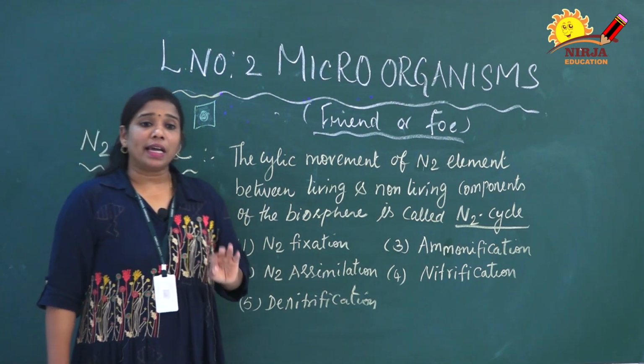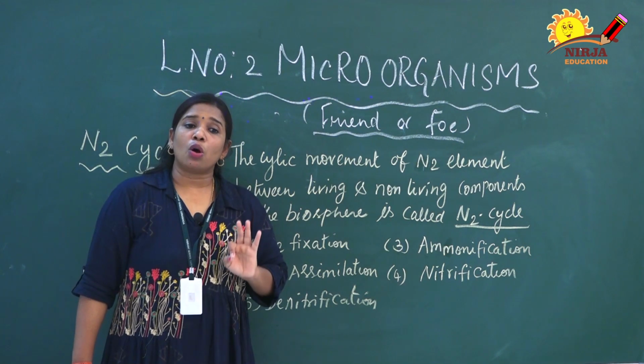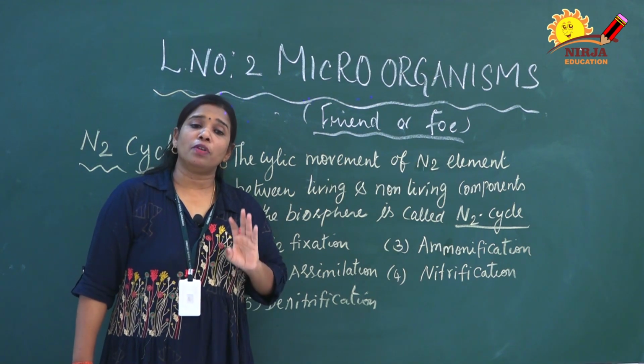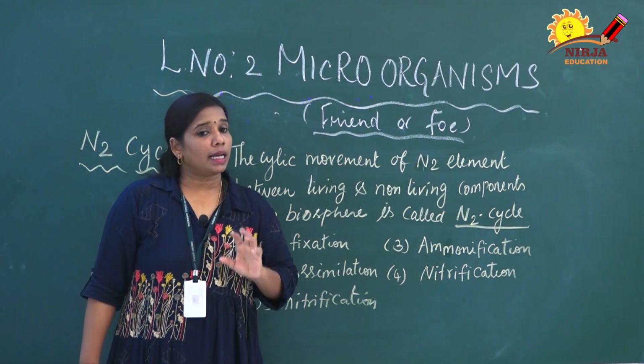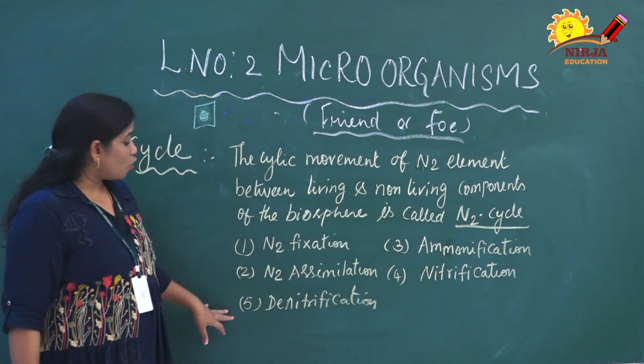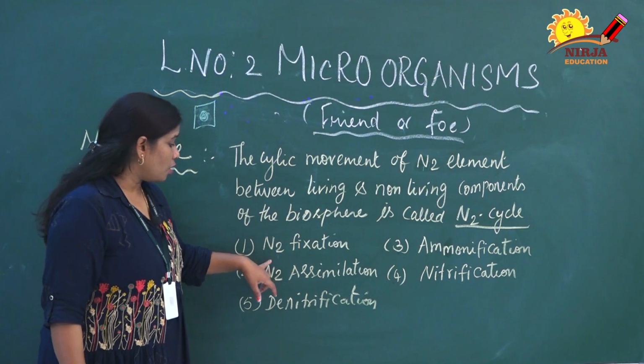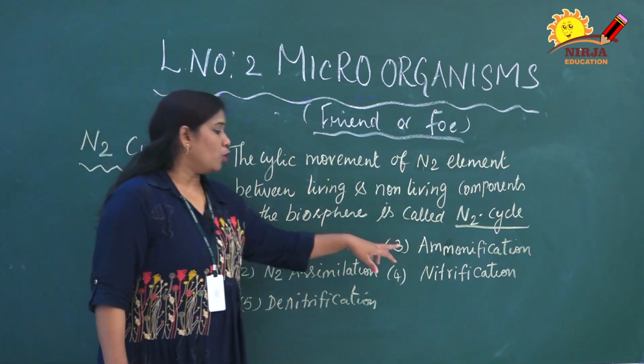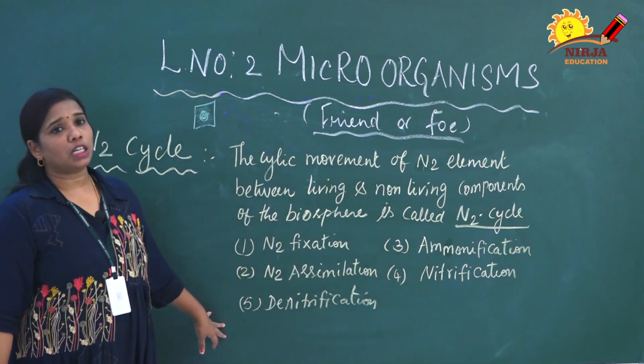So first, why is nitrogen very important? Because all the cellular components are made up of nitrogen material. That is the reason it is very important to fix nitrogen from the atmosphere. It consists of 5 steps: nitrogen fixation, nitrogen assimilation, ammonification, nitrification and denitrification.